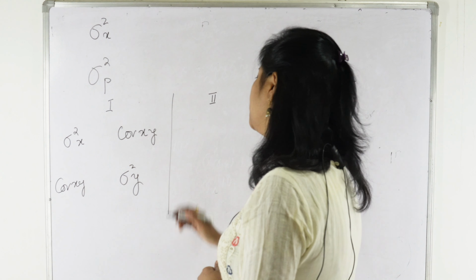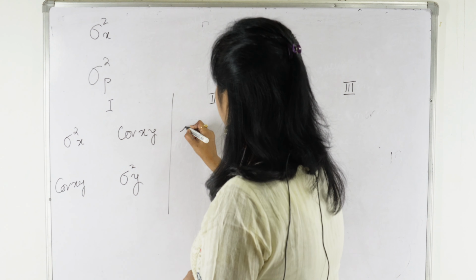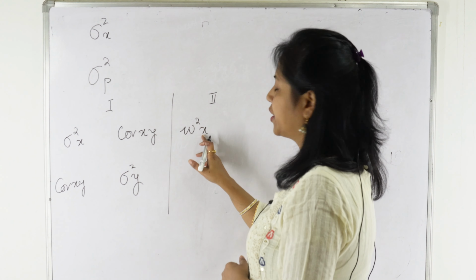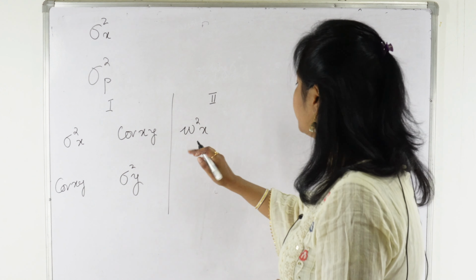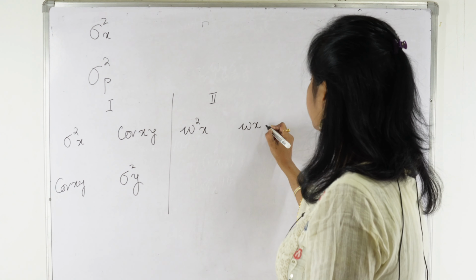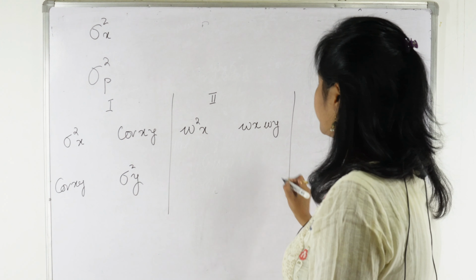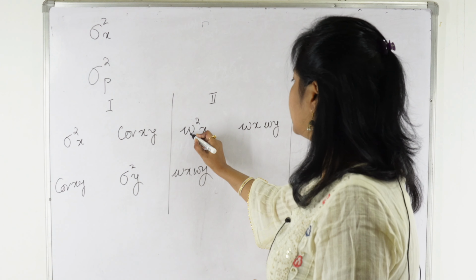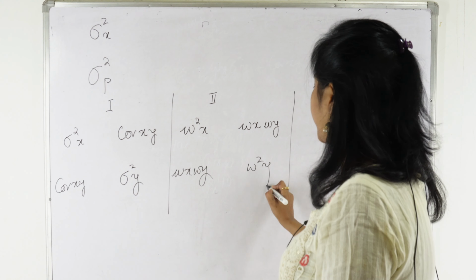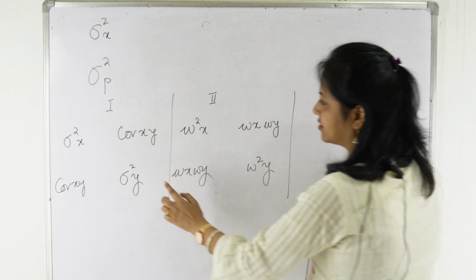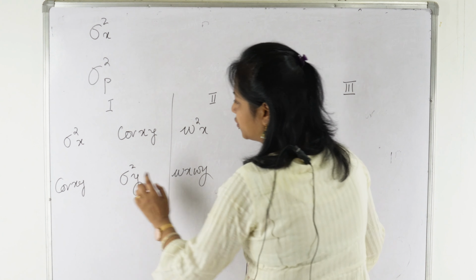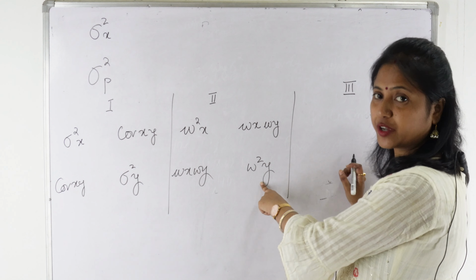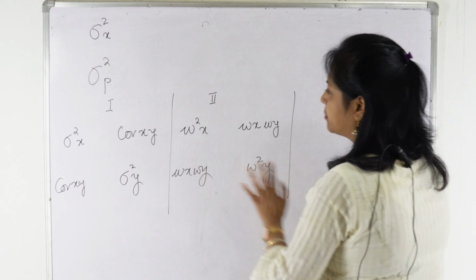In the second one, what I will do is that I will write weight squared of security x. Then we will write weight of security x into weight of security y. Same thing I will write here, weight of security x into weight of security y. This I will write weight squared of security y. So friends, this and this represent the same thing but of two different securities. This and this is same. This represents the weight, this also represents weight, but of two different securities. This and this remain the same.